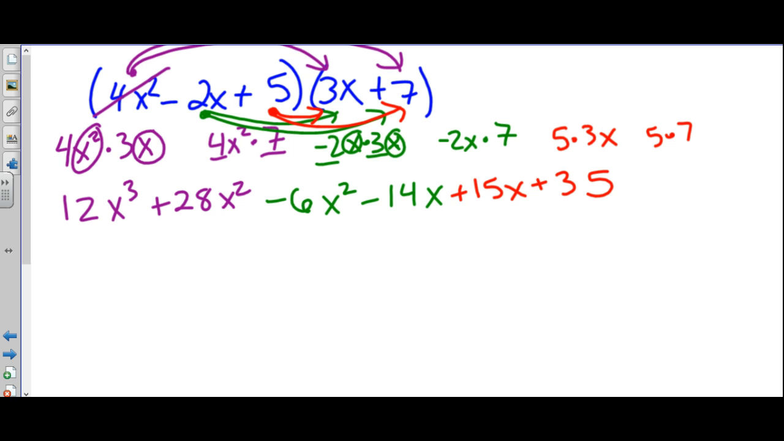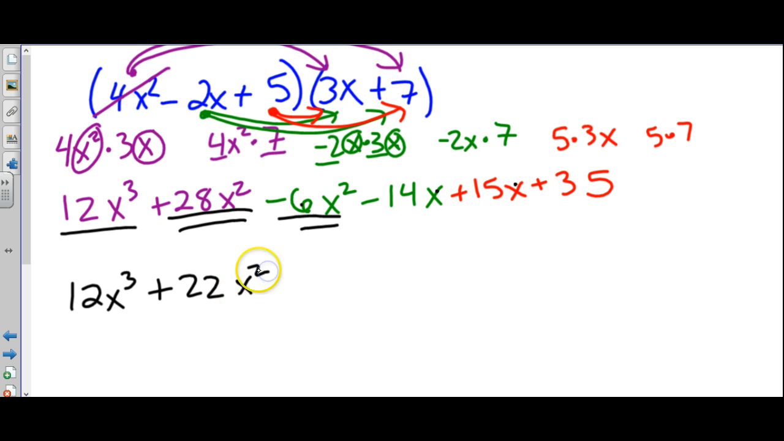Again, we combine any like terms now. 12x to the third. I have an x squared, x, x, 35. I don't have any more x to the thirds, so we just leave 12x to the third. 28x squared. I have a negative 6x squared, but then just an x, and a number. So 28x squared minus 6x squared. 28 minus 6 is 22. This time you leave the exponent because we're adding or subtracting, not multiplying.